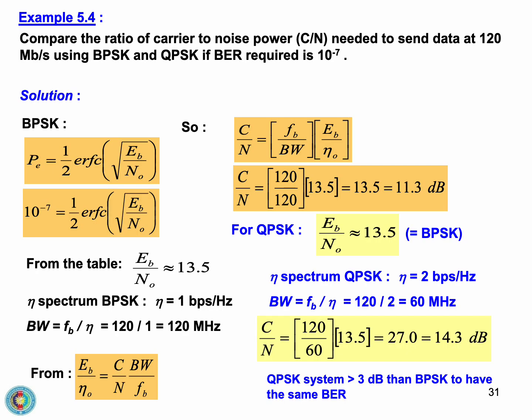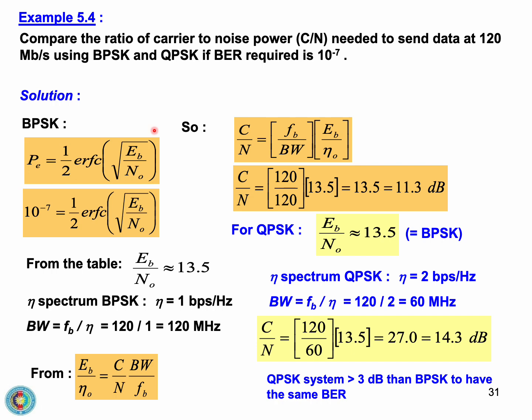Let's perform a very insightful comparison. The carrier-to-noise power, C/N, needed to transmit data at 120 megabits per second using both BPSK and QPSK, assuming a required BER of 10 to the power of -7. For BPSK, we first find that an EB/NO of approximately 13.5 is required to achieve the target BER.